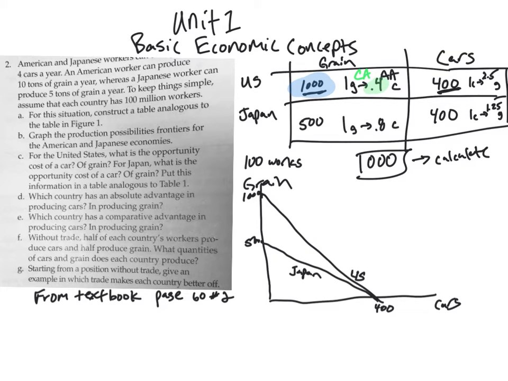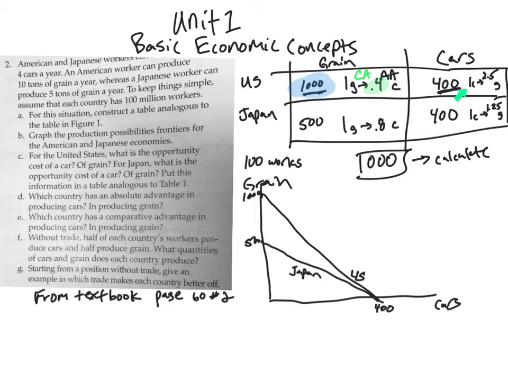The reason is because they don't have to give up as much grain, right? The U.S. is really good at producing grain, which means when they don't produce grain, they give up a lot of it in order to produce a car. So you can think about it in terms of this. Remember, each of them can produce 400 cars if they put all their resources into that. So what did the U.S. not produce because they produced the 400 cars? They don't produce 1,000 tons of grain. That's a big opportunity cost.